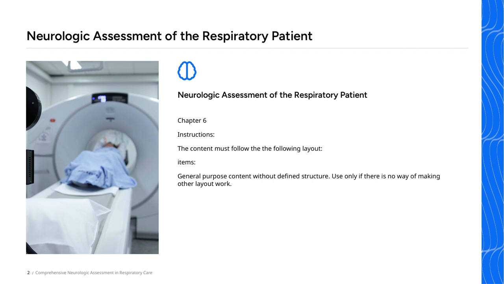So, in our overall approach to respiratory care, paying close attention to neurologic health helps us develop better treatment plans and intervene early if problems arise. This way, we can improve patient outcomes and ensure safe, effective management of their respiratory needs.